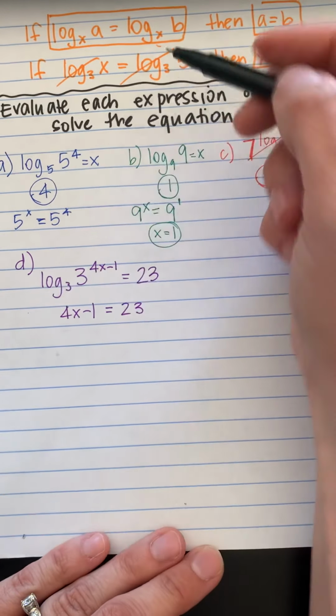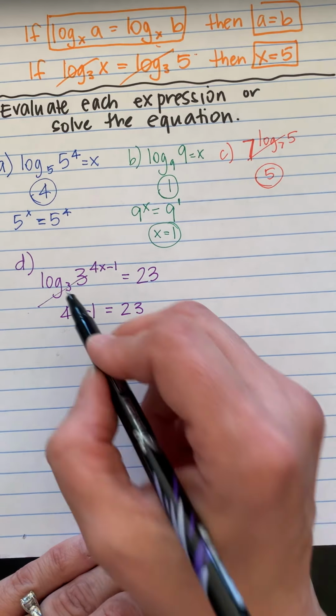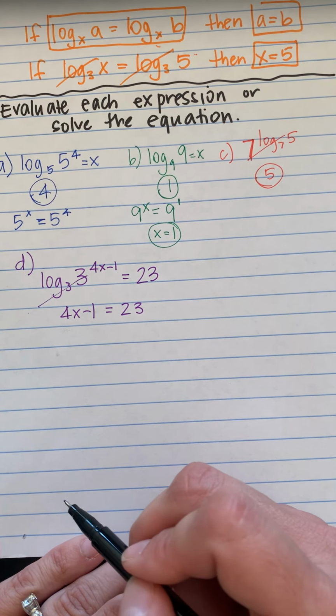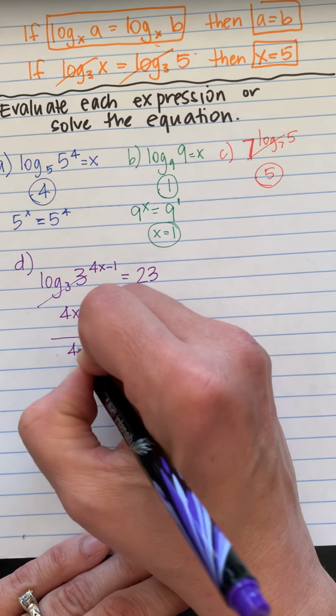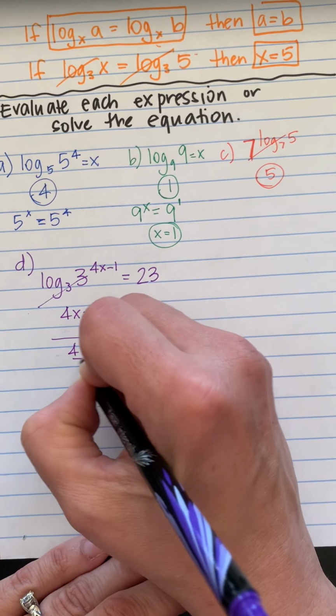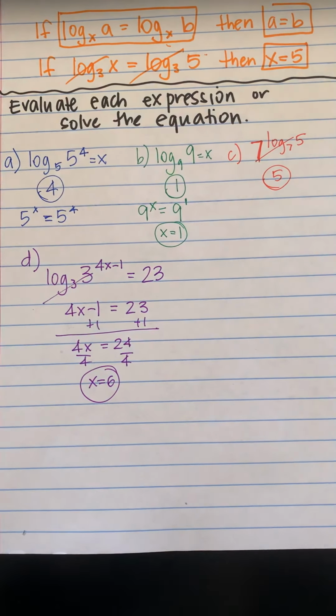So again, because of the rule we talked about with our properties, the log base 3 of 3 will cancel. So then I can move this 1 over, divide by 4, so x ends up being 6.